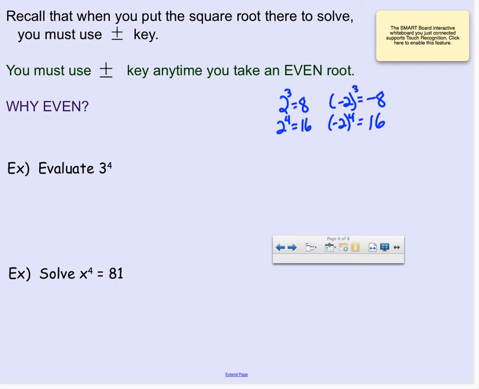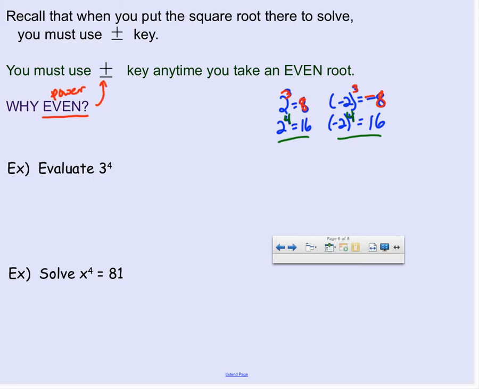So anytime your power, this power right here, is even, you notice how it doesn't matter whether it's positive or negative. If you take it to an even power, it's going to be positive. Odd powers are unique: this is a positive 8 and this is a negative 8. So what you need to remember is anytime your power or exponent is even, you use plus or minus. If the power or exponent is odd, you do not have to use plus or minus.